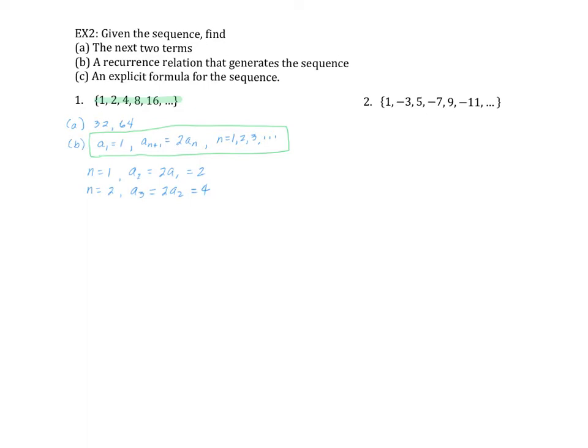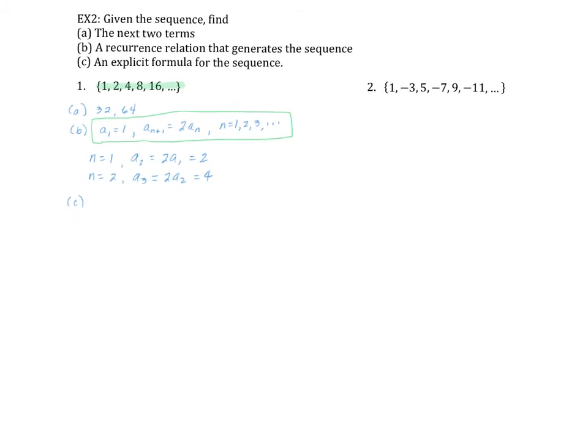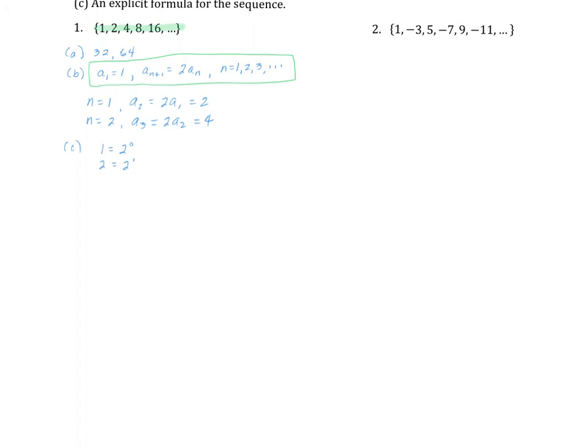So let's try part C. In part C, we want to find an explicit formula. So remember, I cannot use previous terms. I can only use the index n to define. And what I notice with 1, 2, 4, 8, and 16, remember, I'm not looking at a pattern to get from one term to the next. I'm looking at a pattern of the terms themselves. And I notice that 1 is equal to 2 to the 0. 2 is equal to 2 to the 1. I notice that these are powers of 2. 4 is equal to 2 squared. 8 is equal to 2 to the third.